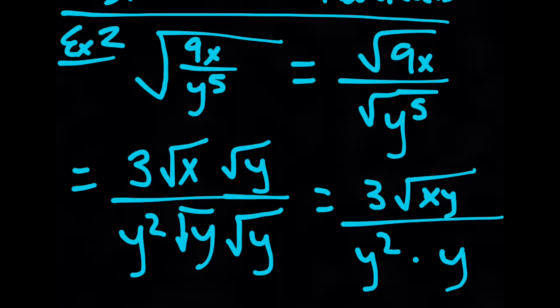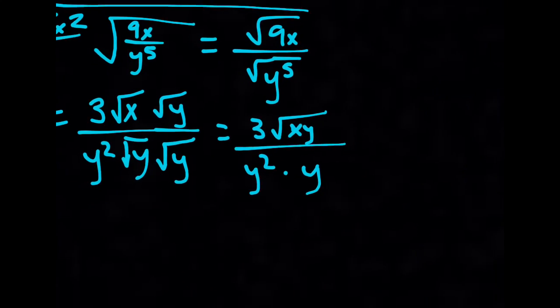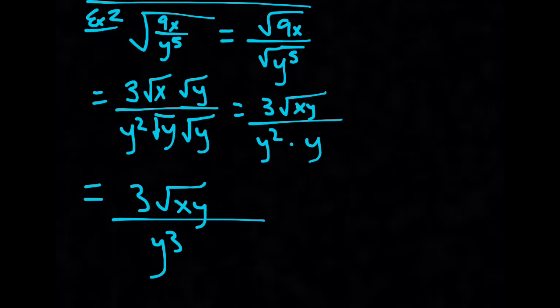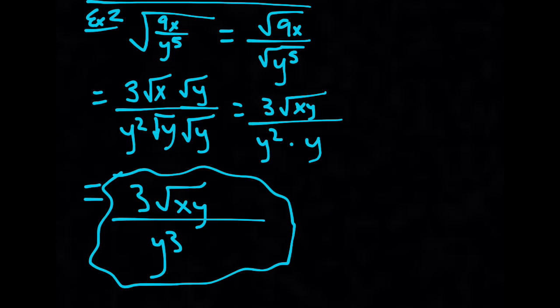So the y's don't combine? Well, they do. That's just what we're about to do next. On the top I really can't do anything. It's still 3 times the square root of xy. Then y squared times y is going to be what? Y to the third. So that's going to be my answer.